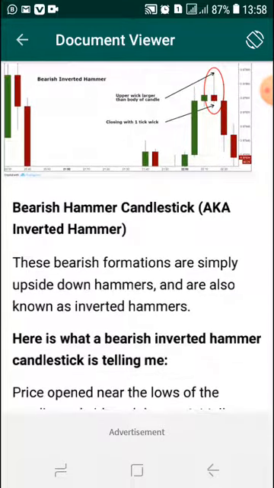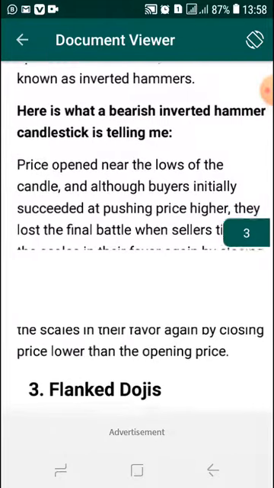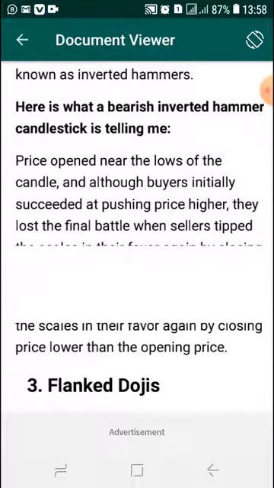Okay, let's look at the bearish hammer candle, aka inverted hammer. These bearish formations are simply upside down hammers and are also known as inverted hammers. Here is what the bearish inverted hammer is telling us. Price opened near the lows of the candle, and although buyers initially succeeded at pushing price high, they lost the final battle when the sellers stepped in.